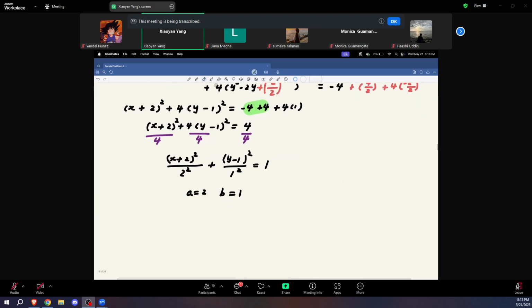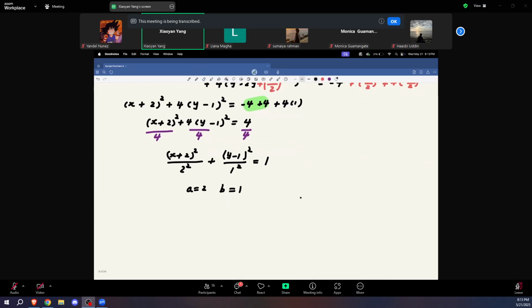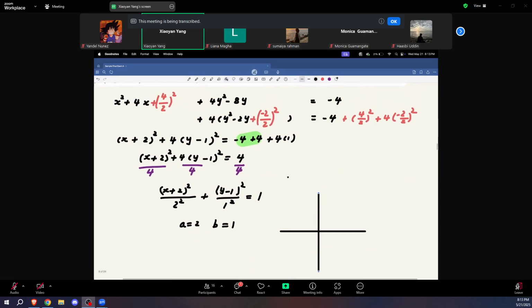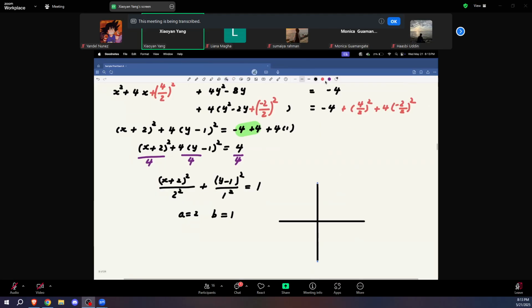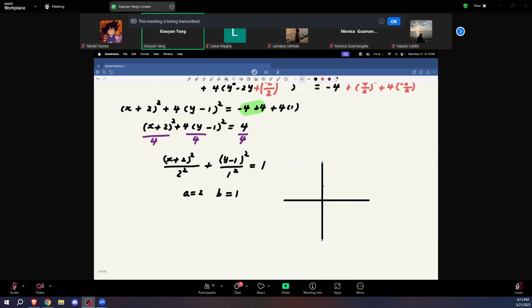Okay, so we have horizontal. First I have to figure out the center point. What's the center? Center is -2, comma 1. So we have -2, comma 1. This is the center point, okay.